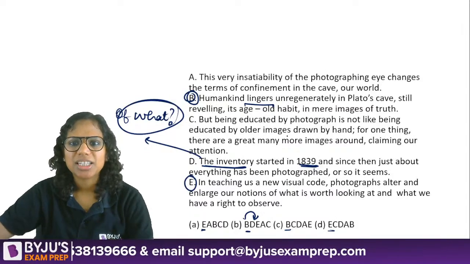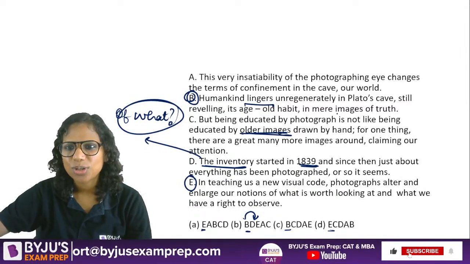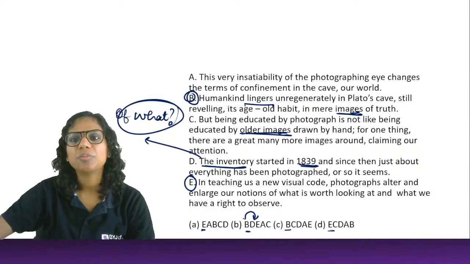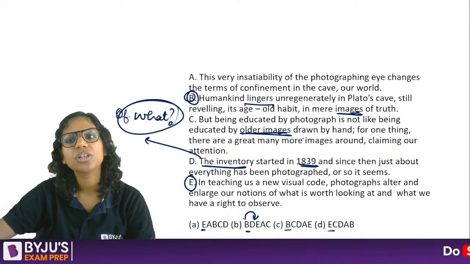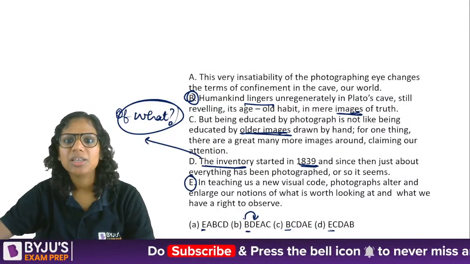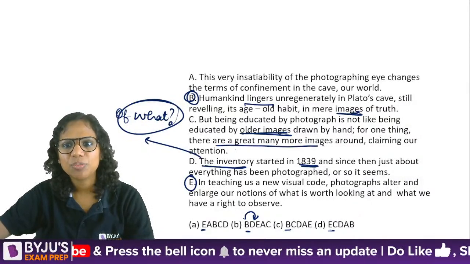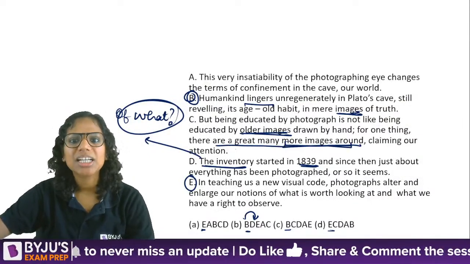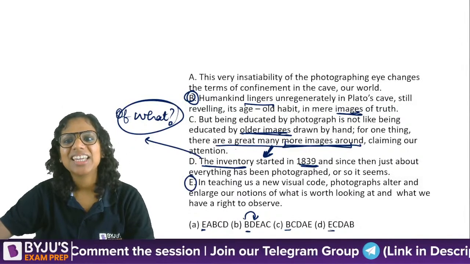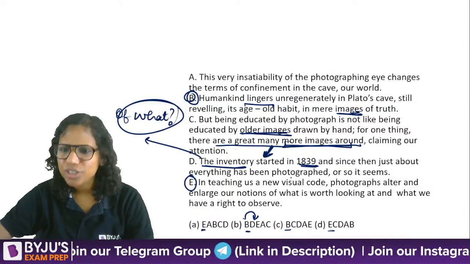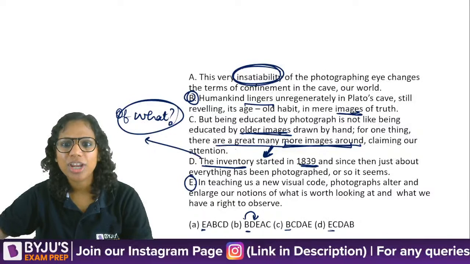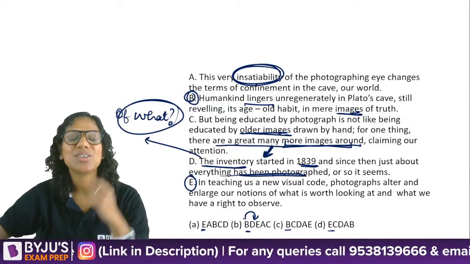Also, don't you think that this talks about images? This also talked about images, so they could be related in some way. But being educated by photograph is not like being educated by older images drawn by hand. For one thing, there are a great many more images around claiming our attention. So the inventory of these images started in 1839, and since then just about everything has been photographed, or so it seems. This very insatiability of photographing every single thing. So DA is a very strong pair.